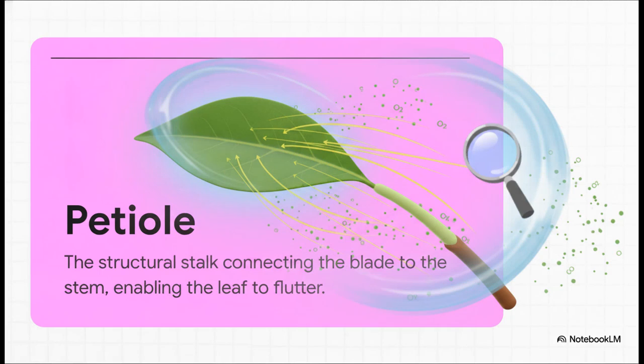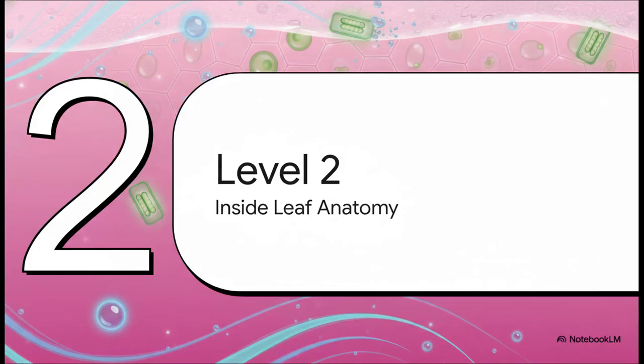Now, attaching that biological solar panel to the stem is a structural stalk called the petiole. And the petiole is absolutely crucial here, because it's not totally rigid. It actually lets the leaf blade flutter around in the wind. This physical movement is such a brilliant adaptation. By fluttering, it actively sweeps away the boundary layer of stagnant, oxygen-heavy air that just sits on the leaf surface. So it cools the leaf down and constantly brings in a fresh supply of carbon dioxide. Moving right along to level 2, inside the leaf's anatomy.